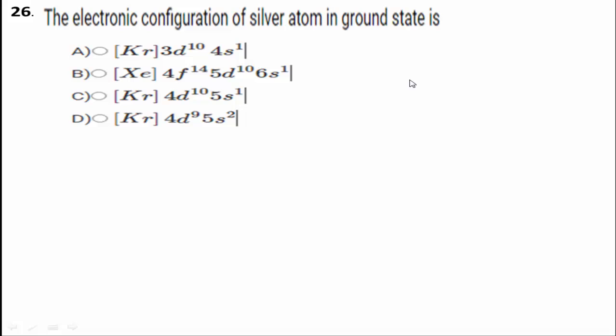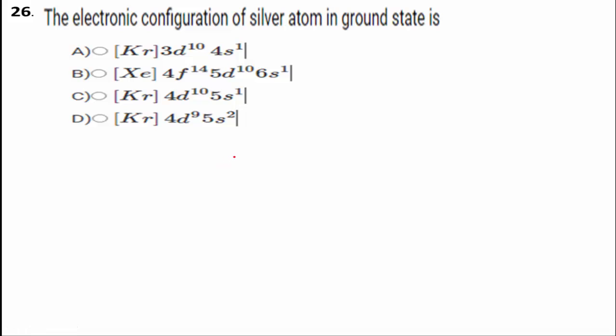The electronic configuration of silver atom in ground state is. Students, silver, Ag, has the atomic number 47. Remember, the atomic number of silver is 47. It is a soft, white, lustrous transition metal and it exhibits the highest electrical conductivity, thermal conductivity and reflectivity of any metal.